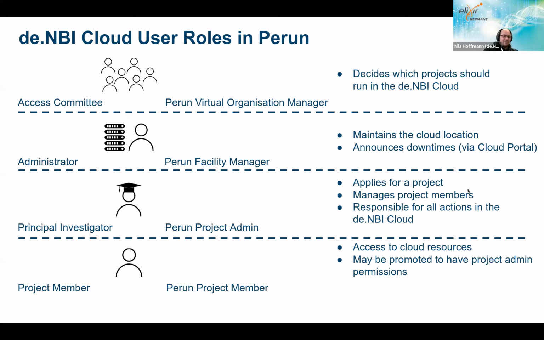Those are the ones who apply for a project or sign off that someone else is applying for a project. They manage the project members and are responsible for all the actions in the de.NB Cloud project that they are running. And last but not least, we have the project member, which corresponds to a Perun group member, who has access to the cloud resources and may also be promoted to have project admin permissions by one of the Perun group admins.